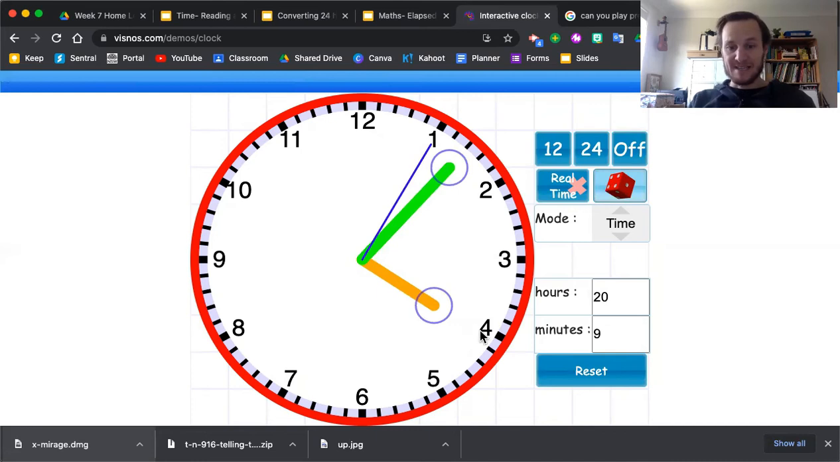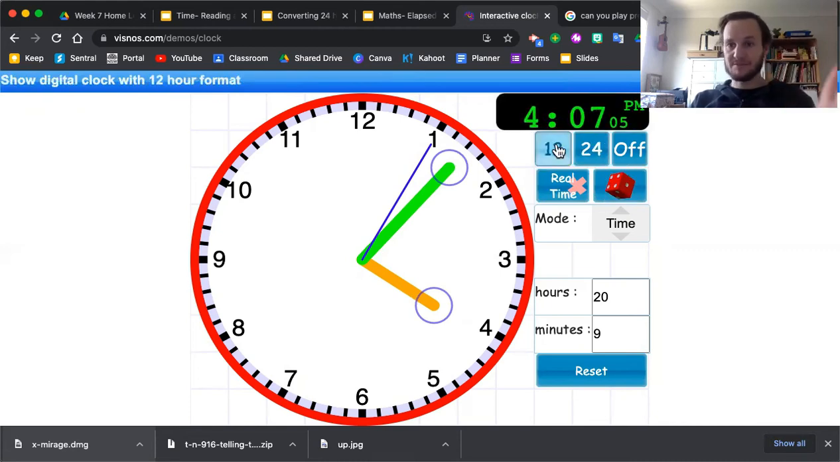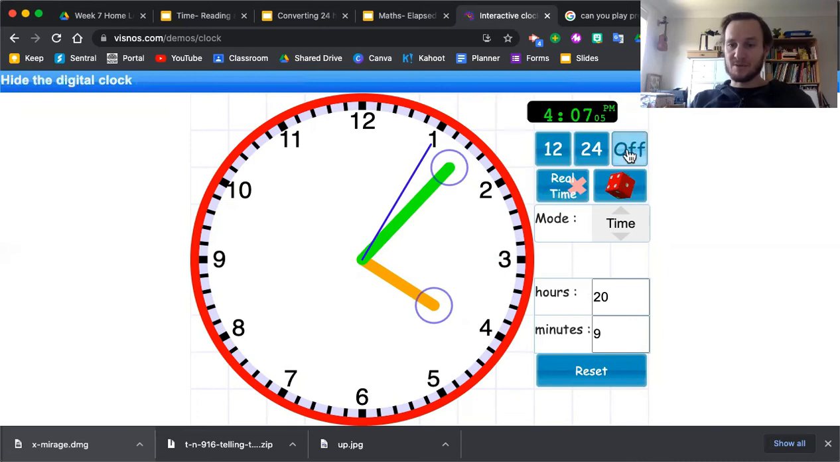Let's try again. Hour hand first. The hour hand says it's just past the 4, so it's 4 something. Now we know that the 1 is 5, so we're just going to count. And after that, we count by 1s, 6, 7. It should be 4:07. Okay, 4:07.